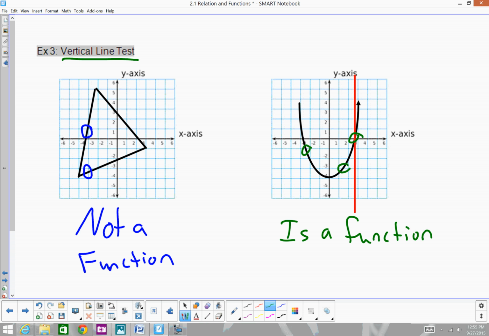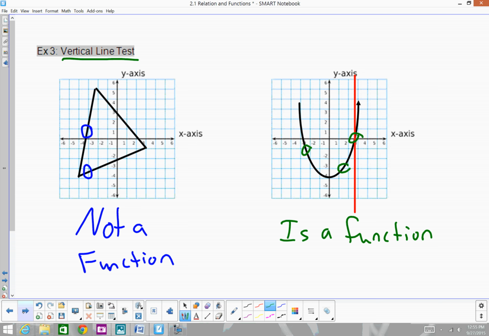Okay, good. This is actually a quadratic function, which we'll be getting into sooner rather than later, but that U-shaped parabola graph is something you should be used to. Okay, so this is the end of 2.1 relations and functions.